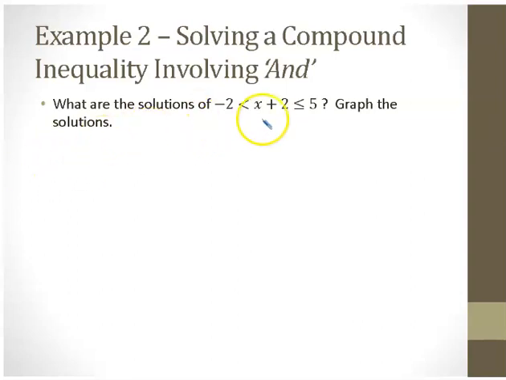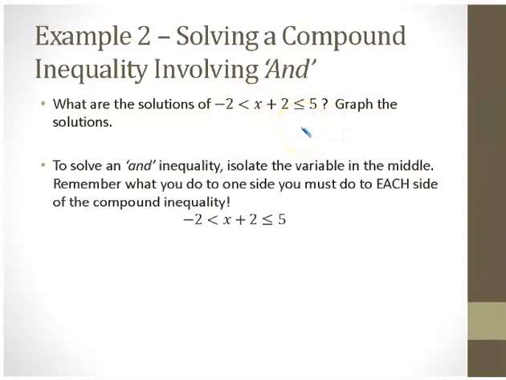Okay. So let's go ahead and solve an inequality that has the word and in it. So here we have, what are the solutions to this compound inequality, and then we're going to graph those solutions. So this might look a little tricky to you, okay? It's like having almost two equal signs, okay? So whatever I do has to be done on all sides, right? So let's show what that's going to look like.